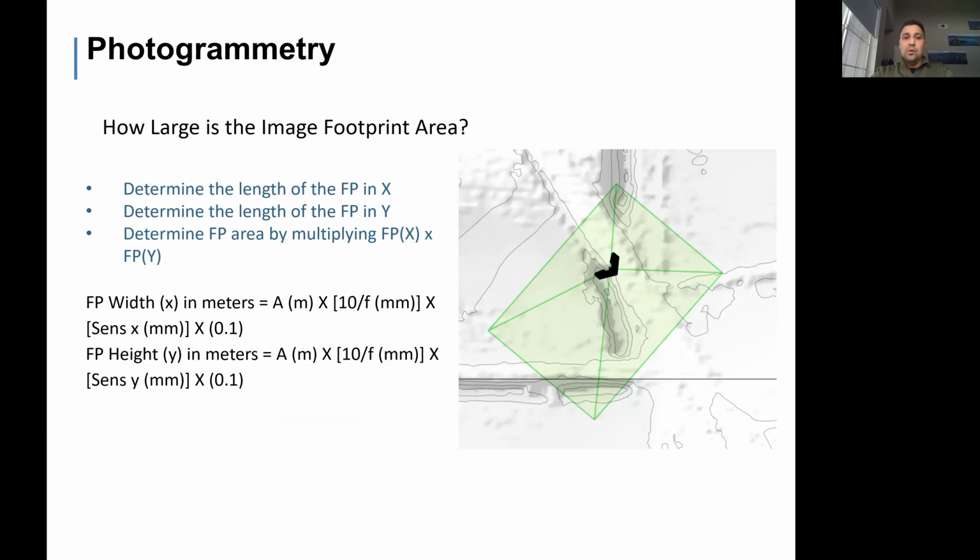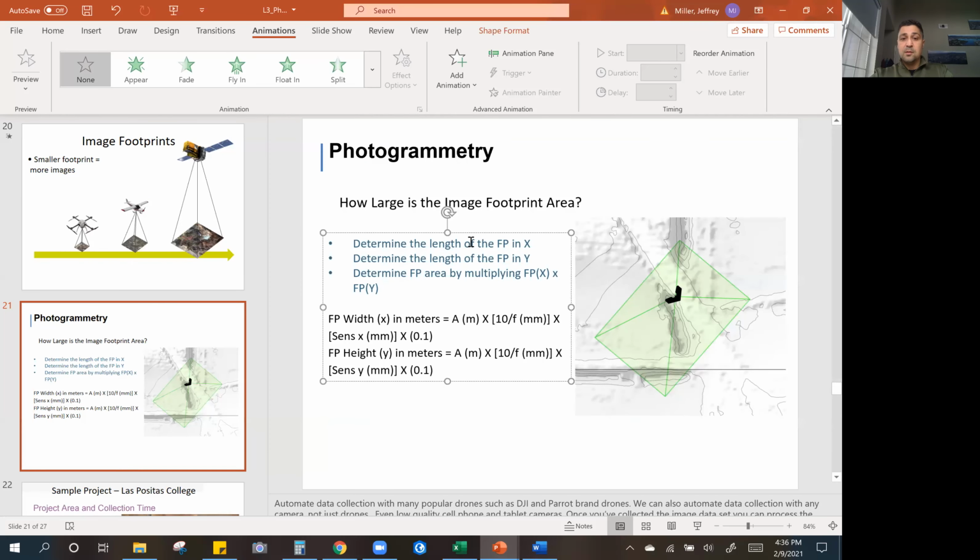So how large is the image footprint area? We can determine that. And again, these are things that the software is looking at as it's figuring out the bundle block. So if we could first determine the length of the footprint in the X, then if we could determine the, actually I should have put, sorry, I'm going to edit this in the moment here. Let's say the width, because that's more appropriate terminology. Width and height.